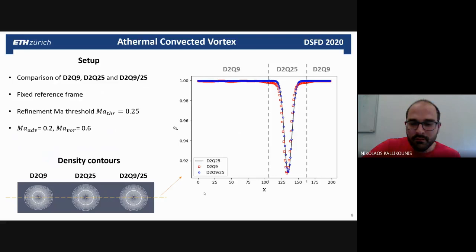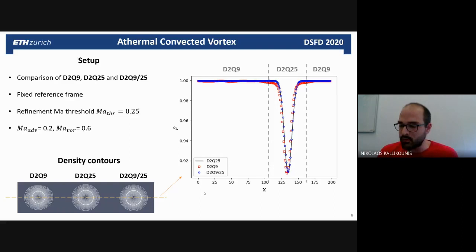The bottom left figure shows density contours of the advected vortex for the cases of a globally used D2Q9, D2Q25, and the multiscale case. The insufficient isotropy of the D2Q9 results in a distortion of the vortex, which is not observed for the case of the high order and the multiscale case. The right-hand figure plots the density profile across the cut line as shown in yellow.